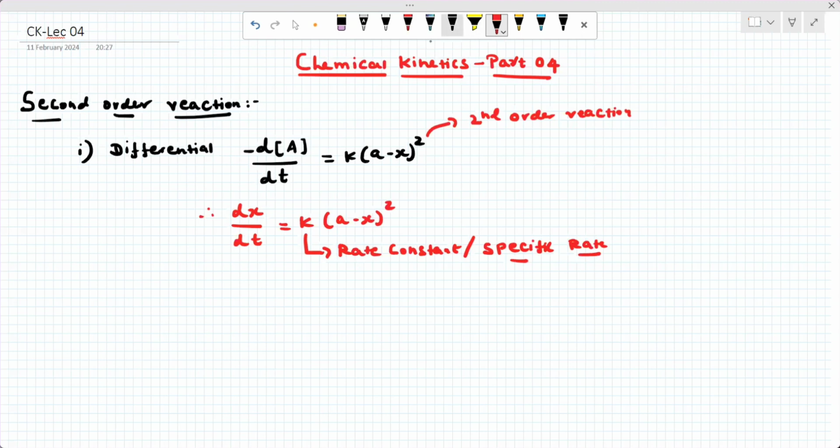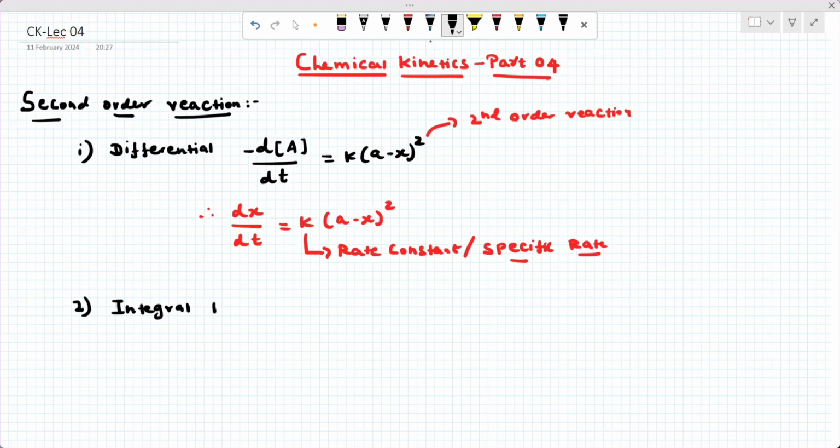Now second one, integrated form. What is the integrated form for first order reaction? K is equal to 1 by T into log of A by (A minus X). Similarly, I am going to write the integrated form for the second order reaction. Please note, it's the integral rate equation.